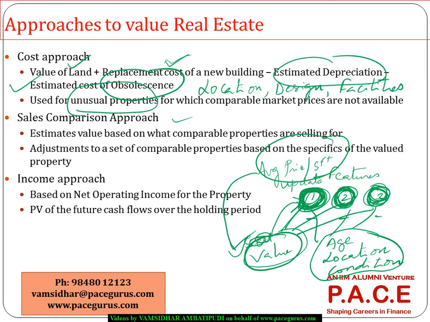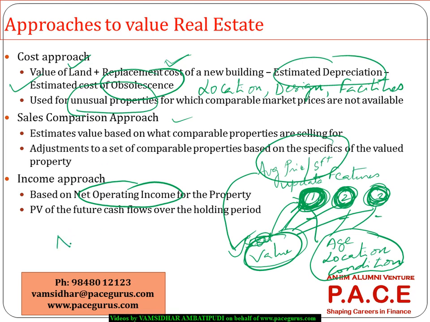And the third one is called the income approach. This is purely looked at from the perspective of: if I am able to give this property on rent, how much income is it going to generate, and how much expenses are incurred on it. So overall, what is the net operating income I am going to get in each of the next few years? Find the present value of all those future cash flows and find the value. This is what an income based approach is.